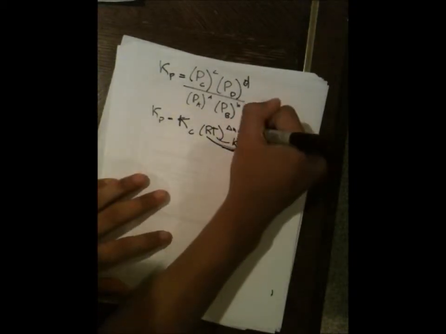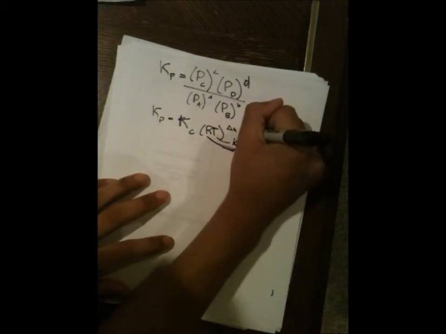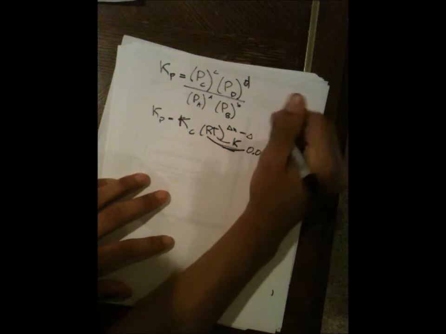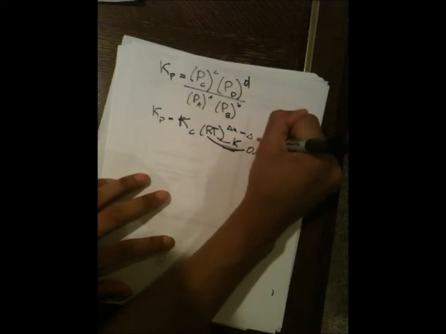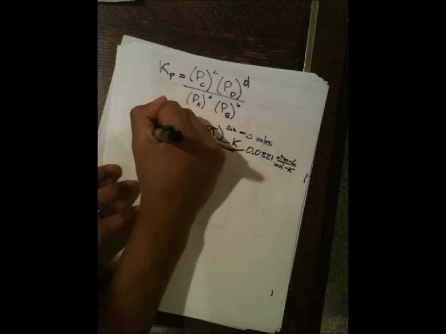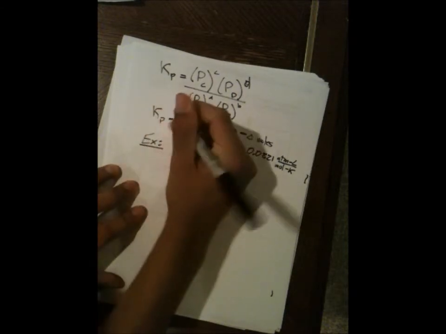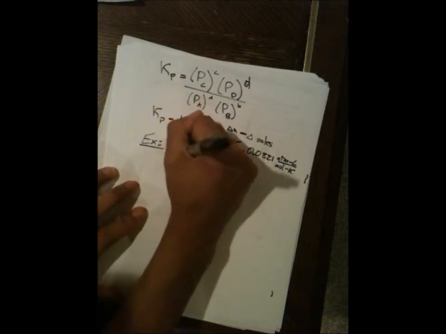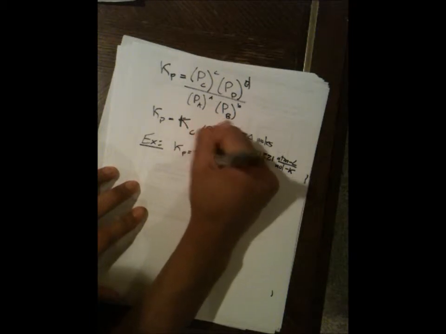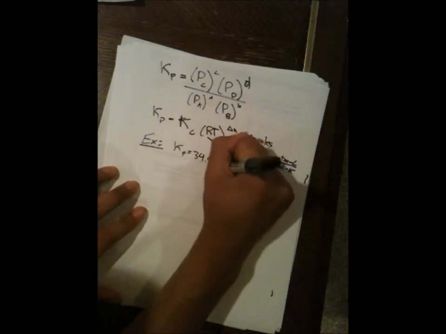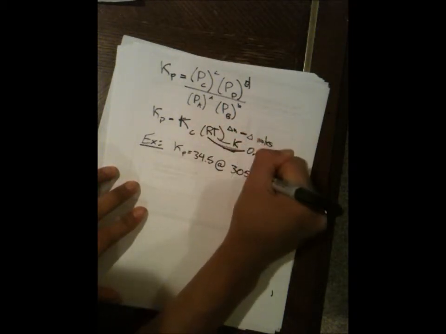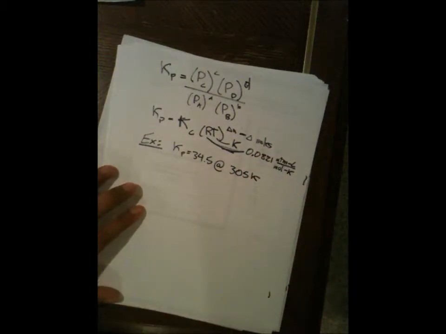So this is the change in moles. Hopefully, again, you know that from the ideal gas law, that you know that N is moles. Okay, so let's do an example. Here's an example. So let's say Kp equals 34.5 at 305 Kelvin. Okay?